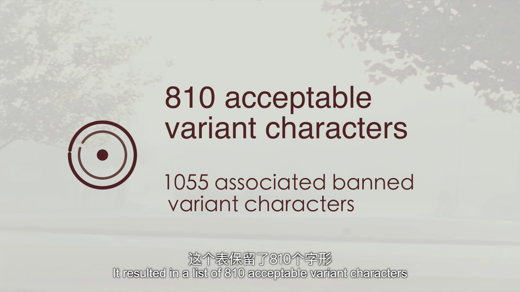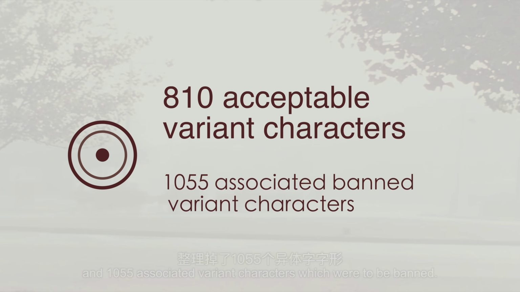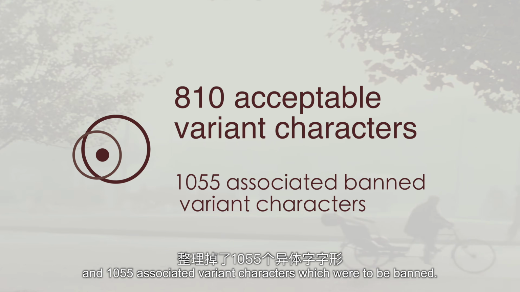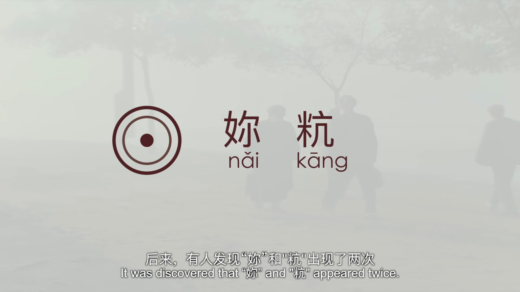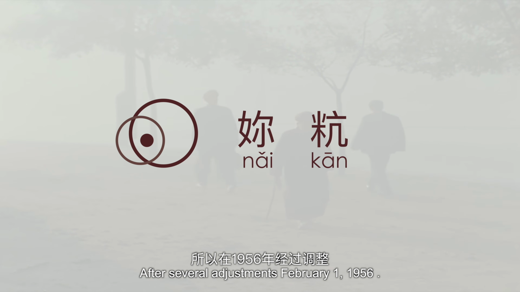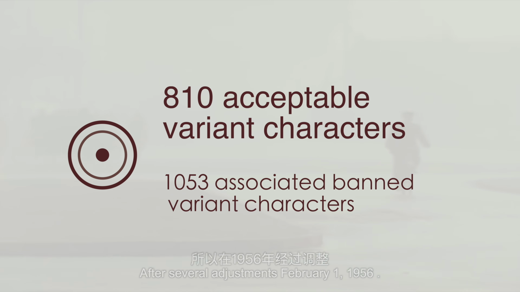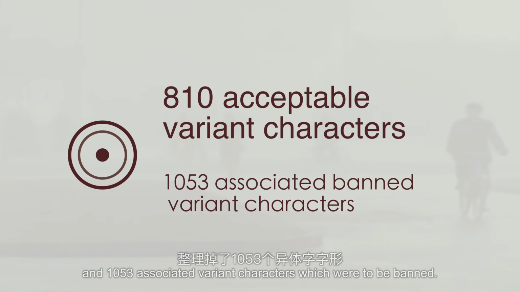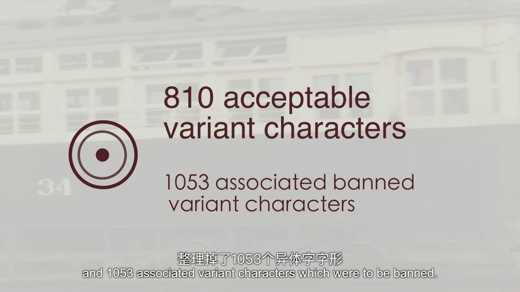It resulted in a list of 810 acceptable variant characters and 1,055 associated variant characters which were to be banned. It was discovered that Nai and Kang appeared twice. After several adjustments, February 1st, 1956, the list had 810 acceptable variant characters and 1,053 associated variant characters which were to be banned.